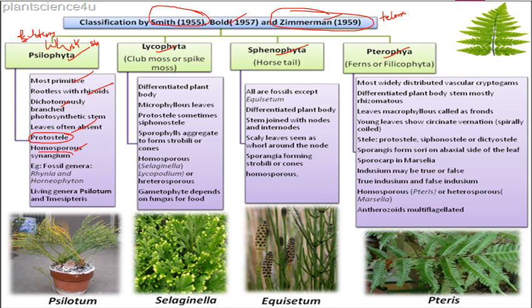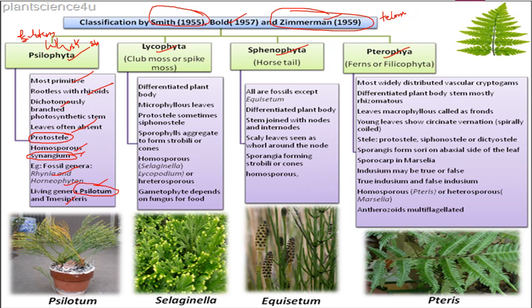Then the spore producing structures are known as synangium, that is very important, that is present in case of Psilophyta. The fossil genera include Rhynia and Horneophyton, and living genera are Psilotum and Tmesipteris. So Psilotum is also known as a living fossil.